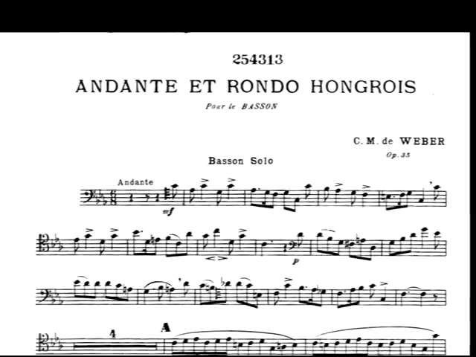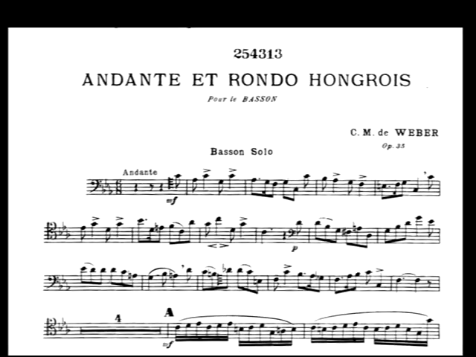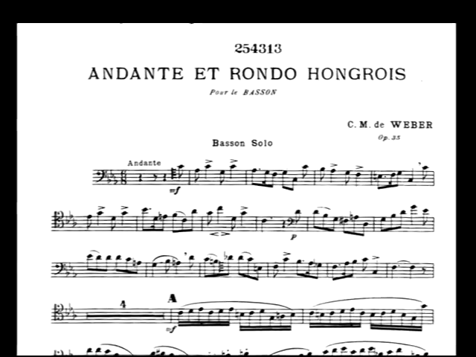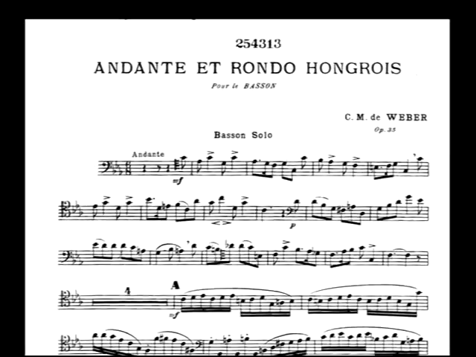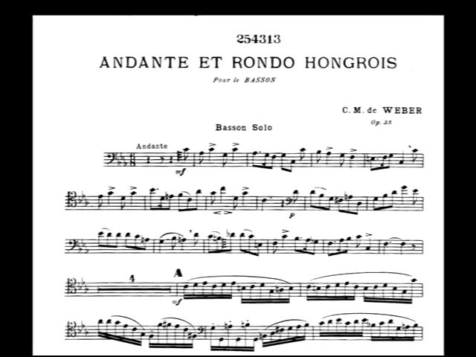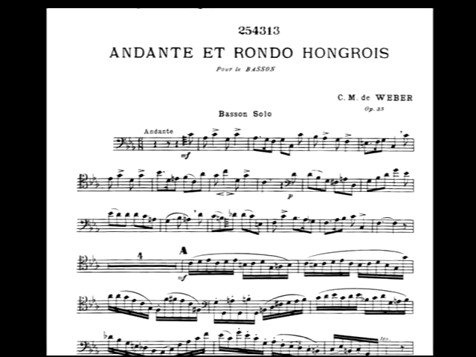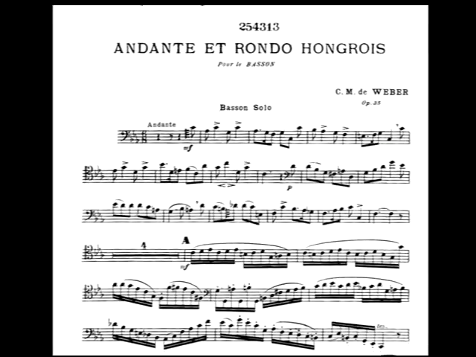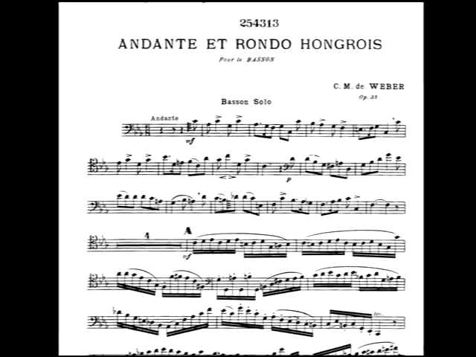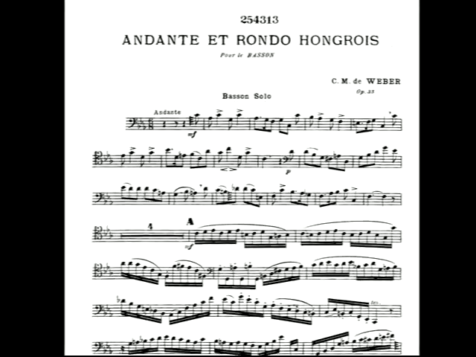Other than adding measures 56 to 59 to the bassoon version, the two original versions of the composition are nearly identical. It is safe to say that the composition plays a far more important role in the bassoon repertoire than it does in the viola repertoire.